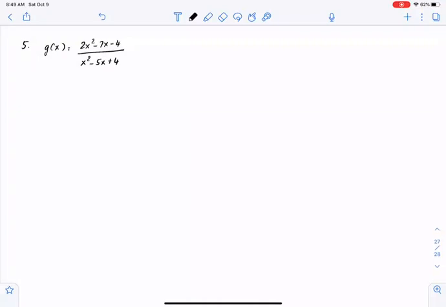So now we have a polynomial divided by a polynomial. So if we're not able to factor the numerator or the denominator, we will keep it as is. But if we can factor, we need to proceed with factoring. Let's see if we can factor the numerator. We have 2x squared minus 7x plus 4.